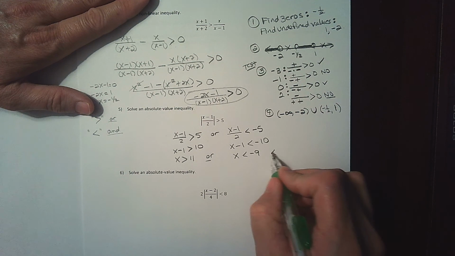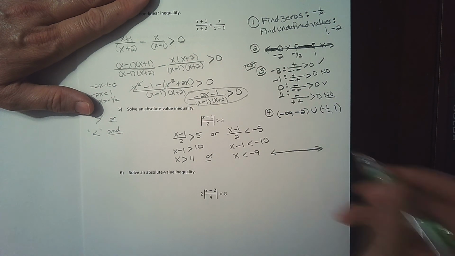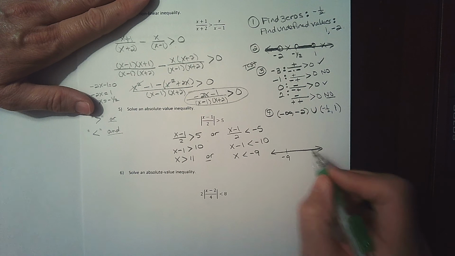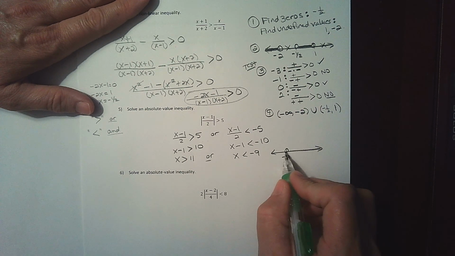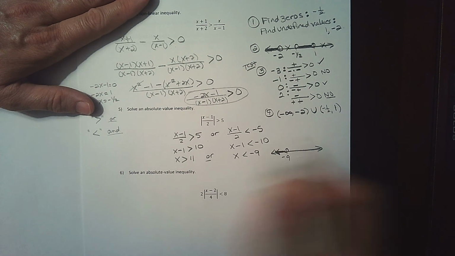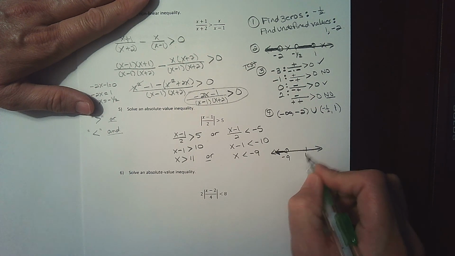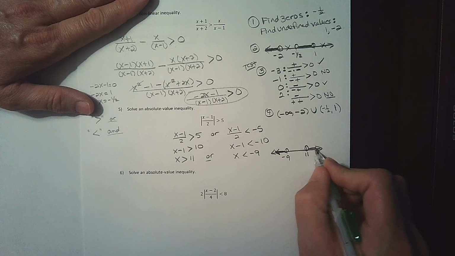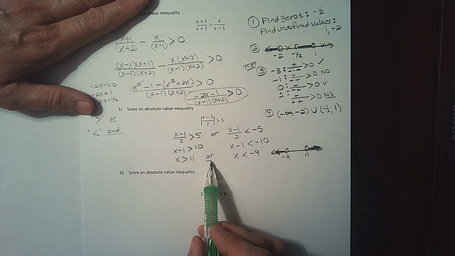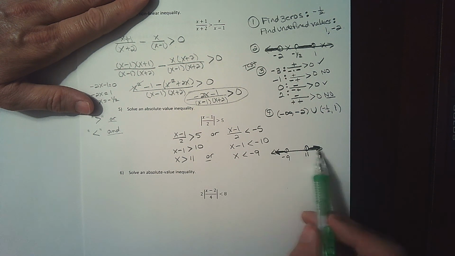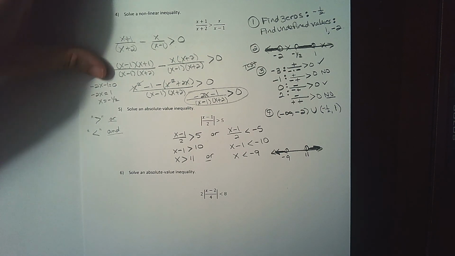If I wanted to graph that, I'm looking at values that are less than -9 or values that are greater than, strictly greater than, +11. So there's a graphical representation of my solution set. Remember that or is a union. It's putting together these two pieces. They don't have to overlap. The word and is an intersection.